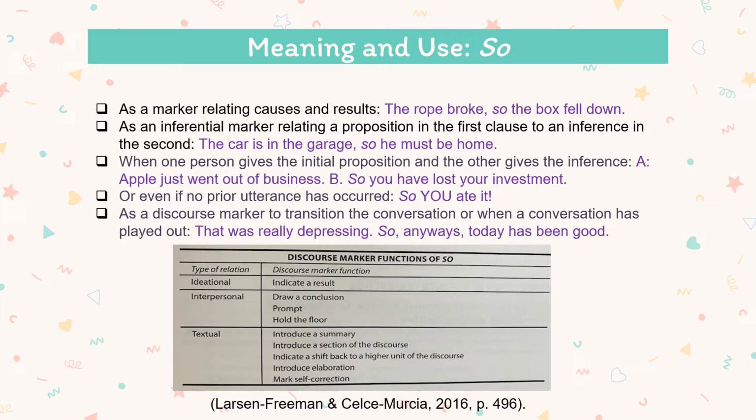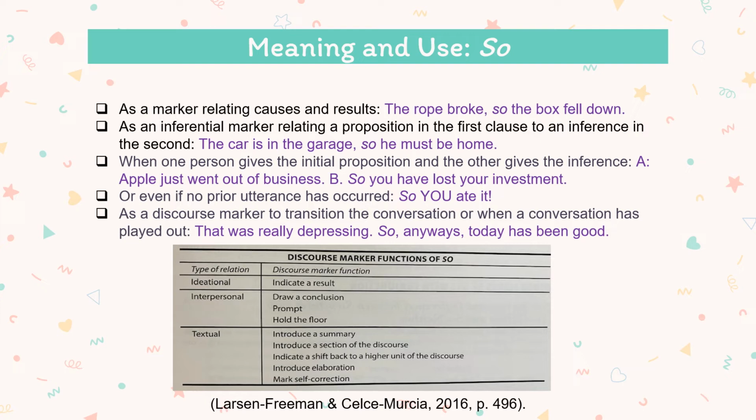So we have here the inference that he must be home, and this is related to the proposition that the car is in the garage. When one person gives the initial proposition and the other gives the inference, this is similar to the second example here, but it is two different people. The first person might say, "Apple just went out of business," and then the second person says, "So you have lost your investment." Okay, so we have the second person making the inference based on the first person's proposition.